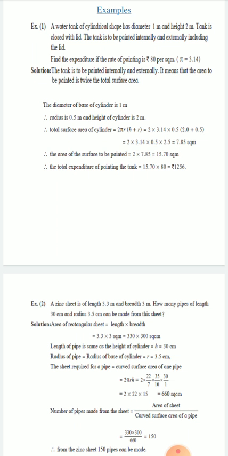I hope you are understanding. Okay, the second one: a zinc sheet is of length 3.3 meter and breadth 3 meter. How many pipes of length 30 centimeter and radius 3.5 centimeter can be made from this sheet? A sheet is given which is of zinc material. The length of that sheet is 3.3 meter. Note down the units carefully, and breadth is 3 meter.